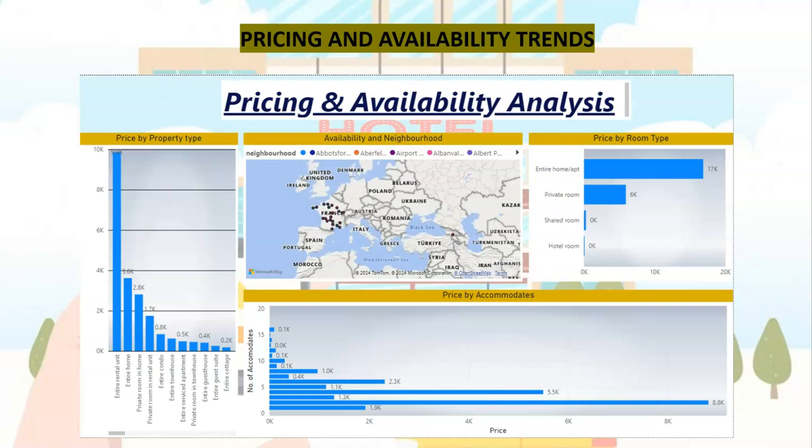Second, pricing and availability analysis. Therein, I did the price by property type, price by room type, price by accommodates, and availability and neighborhoods.